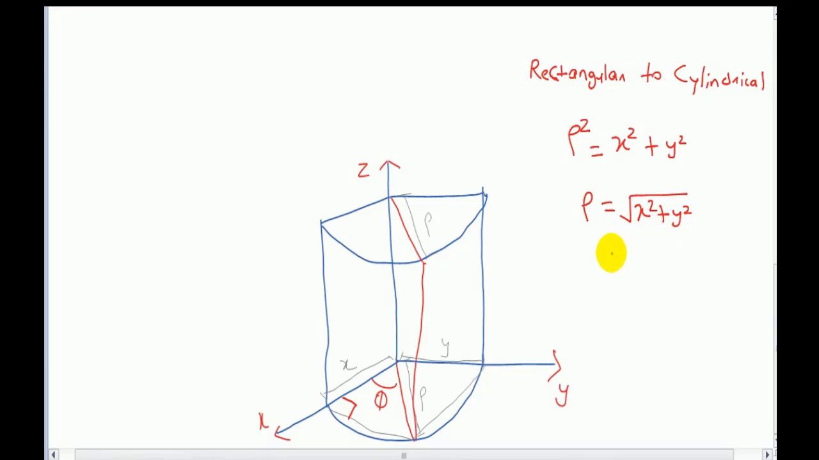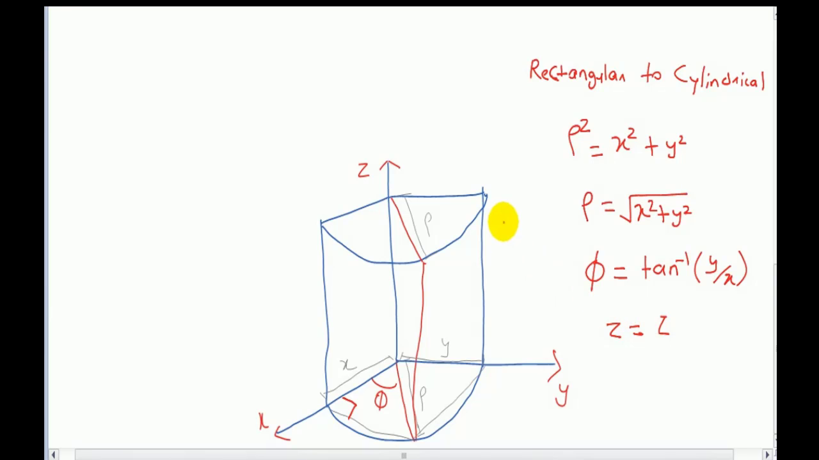We are considering only positive value. So now if I want to find phi in terms of x and y, then you can see in this triangle, same triangle, if you find tan phi, that will be y divided by x. So phi is equal to tan inverse y by x, and z is equal to z.